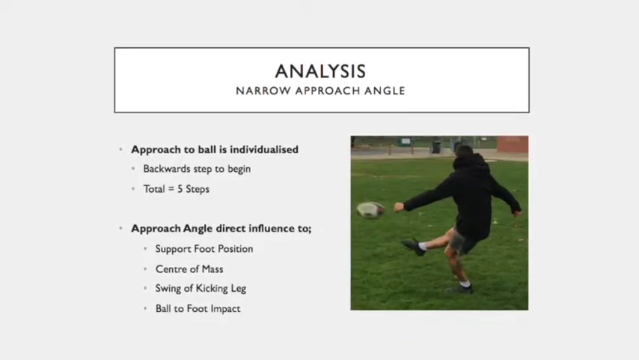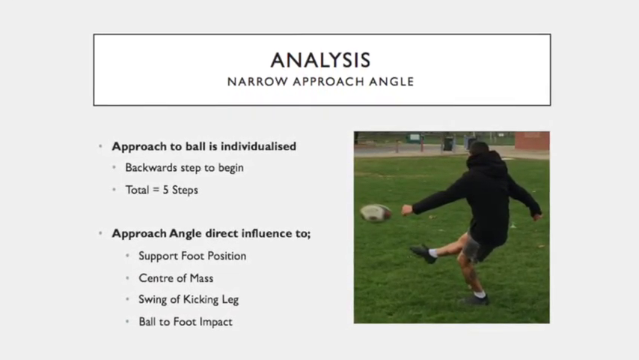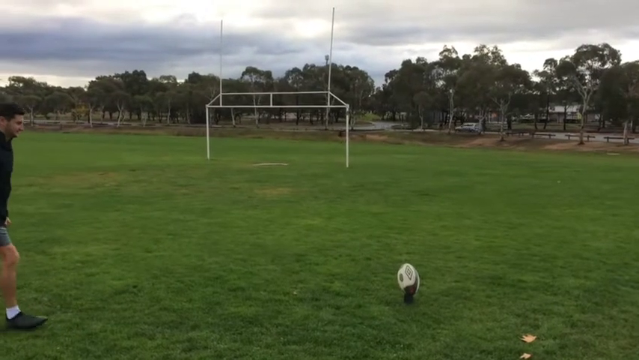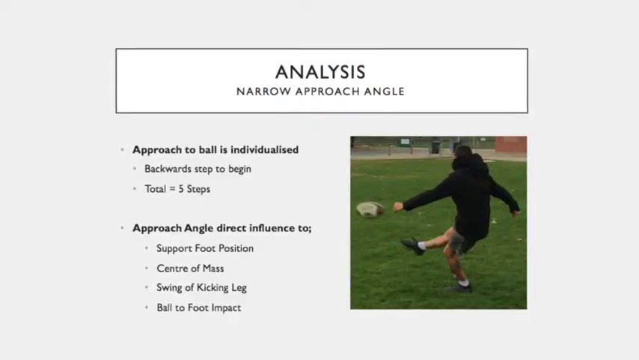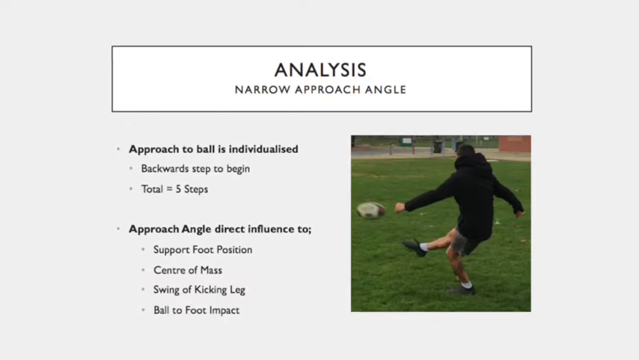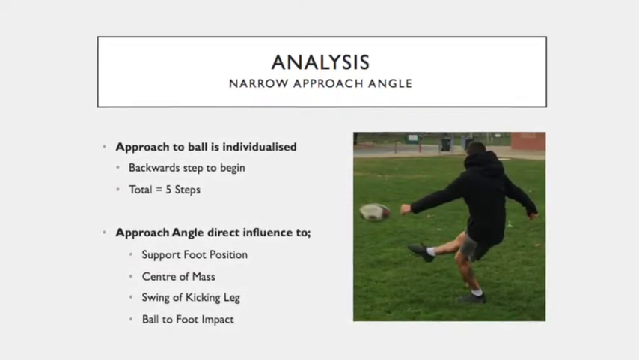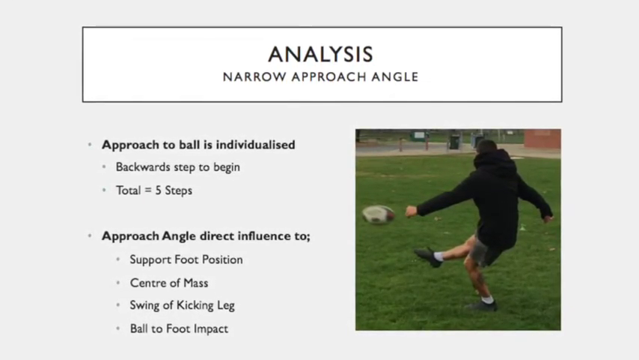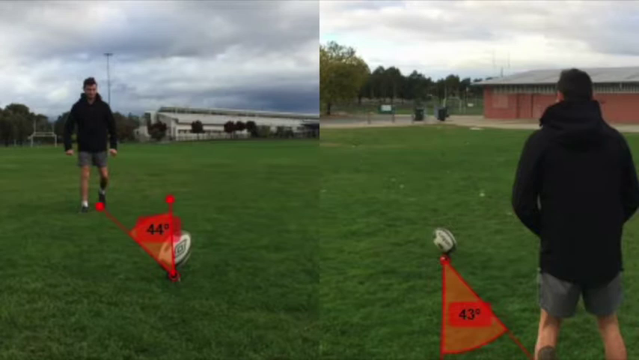It is important to consider that the approach to the ball in a goal kick is extremely individualised, with no 2 individuals having the same approach. Michael's technique involves him taking 5 steps to the ball, with the first step in a backwards motion. Whilst the approach is individualised, it is important to note that the approach angle has a direct influence on the following aspects of the kick: the support foot position, centre of mass, swing of the kicking leg, and the ball to foot impact. As you can see, Michael approaches the ball at approximately a 43 to 44 degree angle.